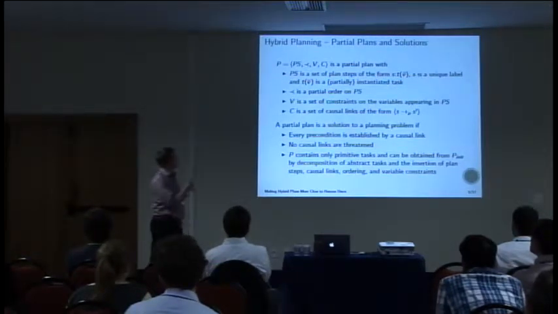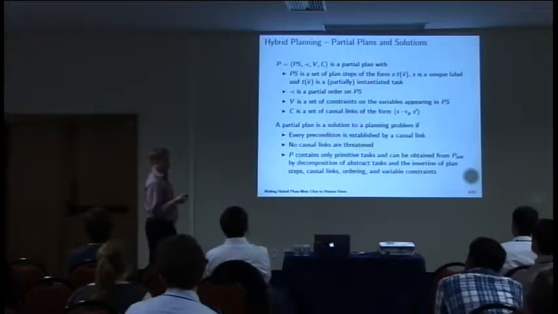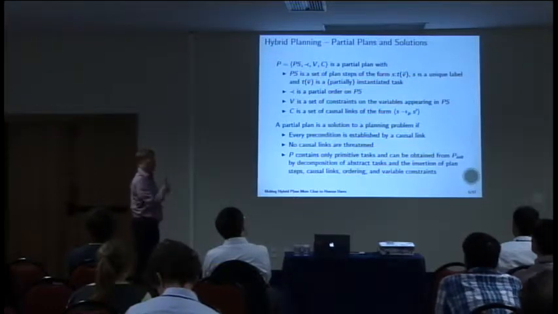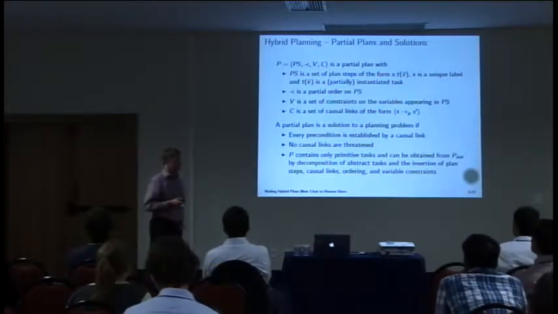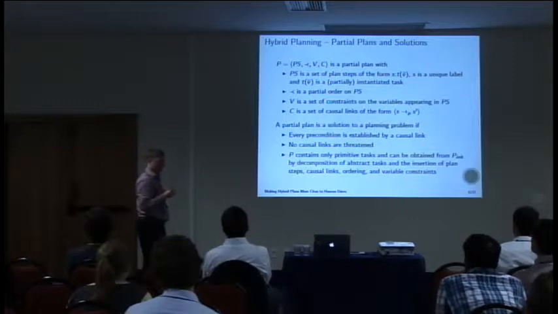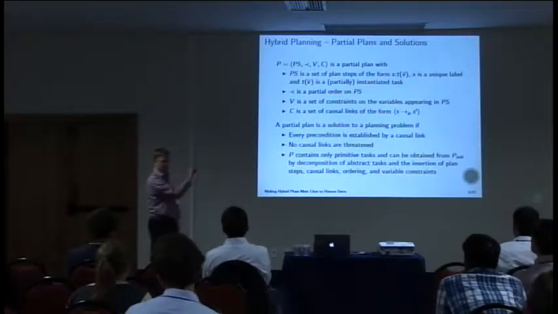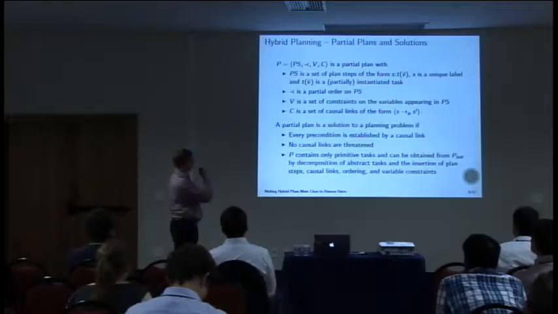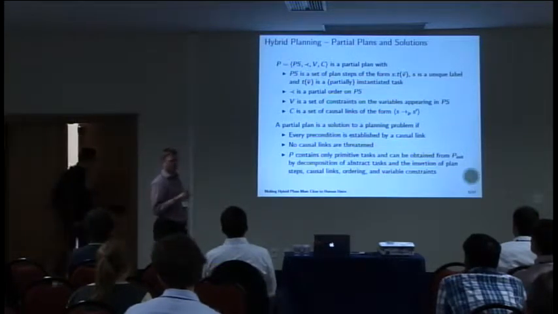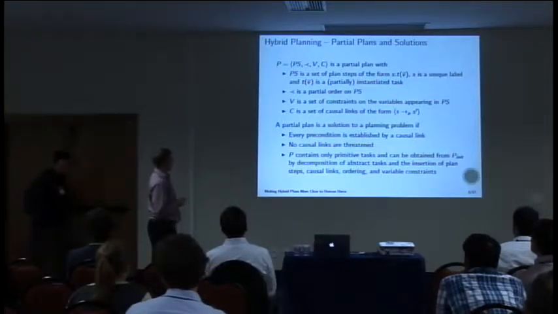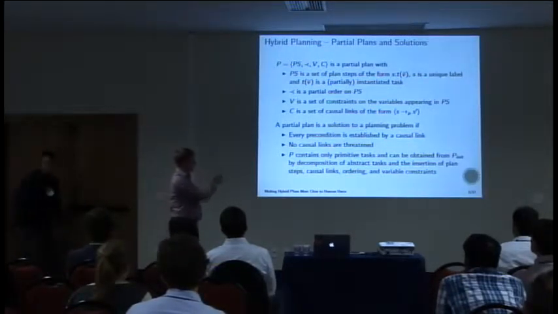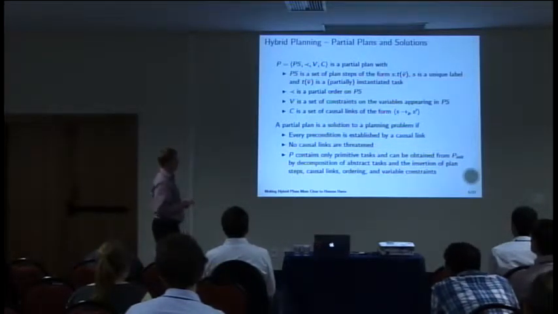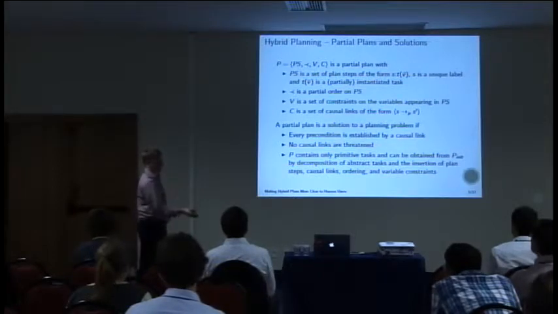So a partial plan is a four-tuple with sets of plan steps, ordering and variable constraints, and most importantly for us, a set of causal links. A plan step is simply a pair of a unique label and a partially instantiated task. The ordering constraints define a partial order on the plan steps to represent the order of execution. The variable constraints can be used to bind the variables from the partially instantiated task to other variables or constants. And finally, a causal link between plan steps S and S prime over precondition P of S prime represents the establishment of this precondition by the effects of S.